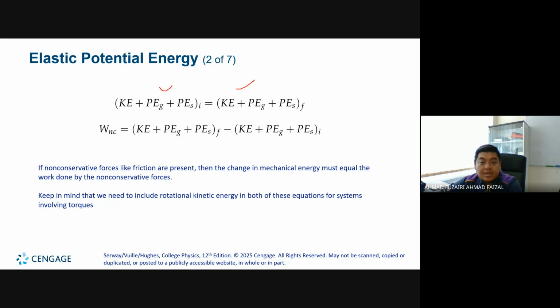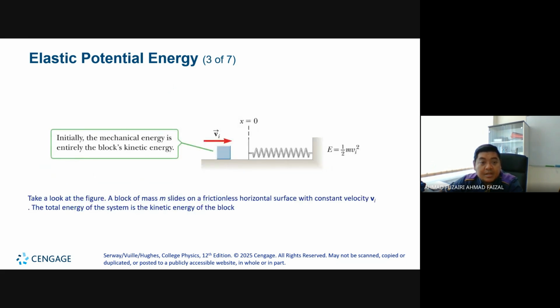But keep in mind that we need to include rotational kinetic energy in both of these equations for systems involving torque. If there is a torque involved, bear in mind we have learned torque in the previous week, so we need to include the rotational kinetic energy. But right now, let's look into the cases one by one. Take a look at the figure. This is the first figure, right?